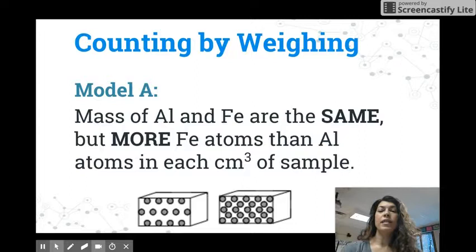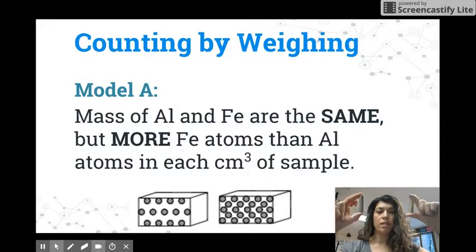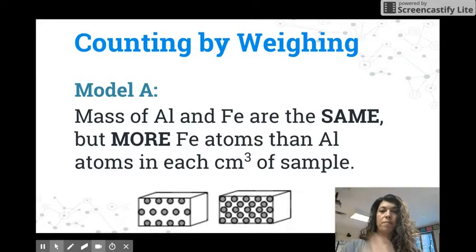One model is that the mass of aluminum and the mass of iron are the same, but there's just a little bit more of a number of iron atoms in this sample than there are aluminum atoms. So they're both the same mass, but there are more iron atoms here than in the aluminum. So that's one possibility. You can see that in the picture.